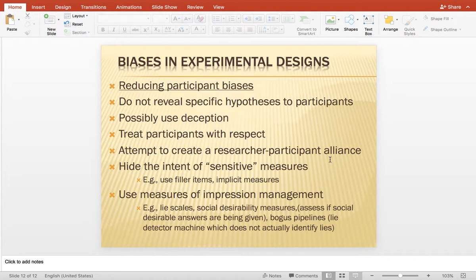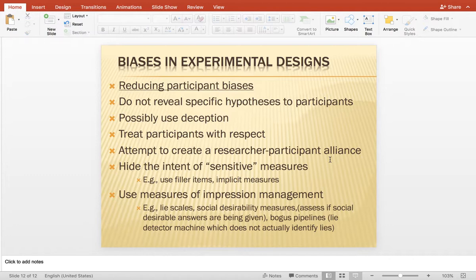Or also use measures of impression management. We're essentially here, we can give participants lie scales that ultimately give us an idea of how much a person may or may not lie. We all lie. So if a participant scores that they don't lie at all, they're lying to you, right? That's generally the way that we interpret that.